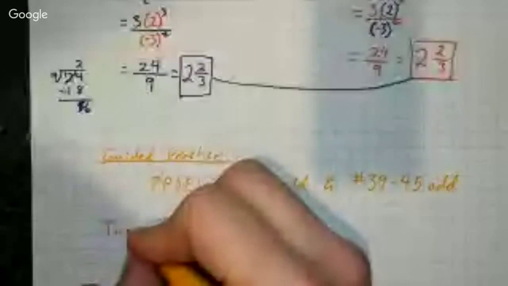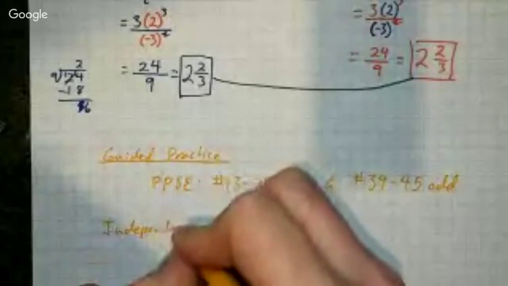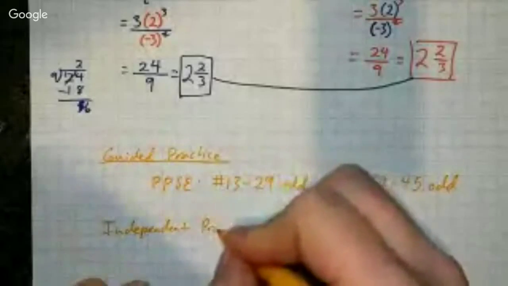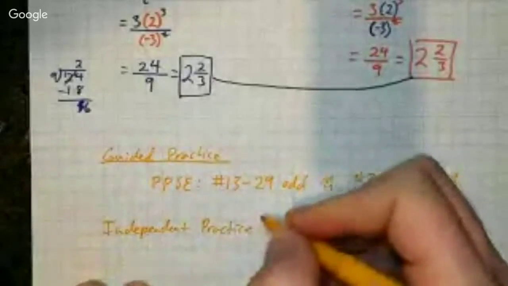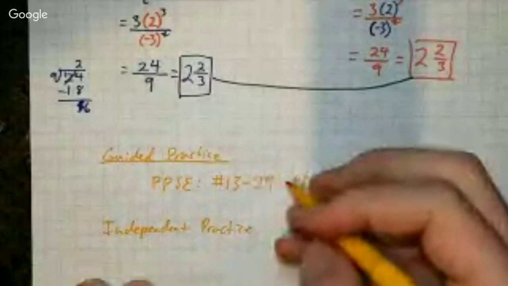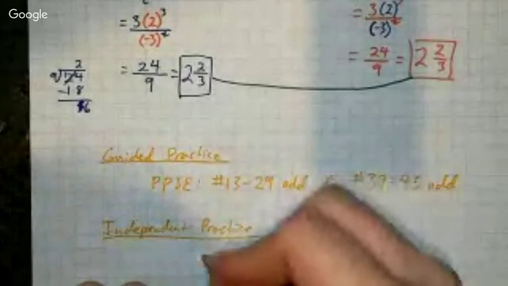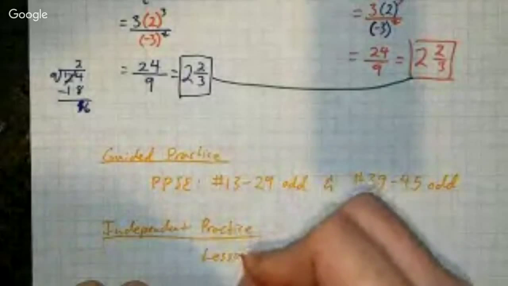Then our independent practice is going to be the 7-1 quiz. That's our work for today.